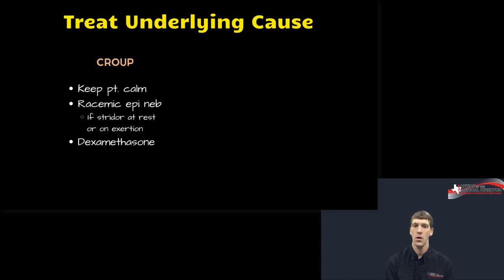If they have stridor at rest or on exertion, that's where our racemic epinephrine nebs are going to come in. Don't hesitate to start one of these if you recognize croup. Also, don't forget to give a dose of dexamethasone. This is a great treatment and will start beginning to diminish that inflammation, and is going to be one of their first things in the emergency department after racemic epinephrine if we don't give it out in the field. Be sure to notify when you do transport that patient that you did give a dose of dexamethasone, as that's an important thing for disposition from the emergency department.